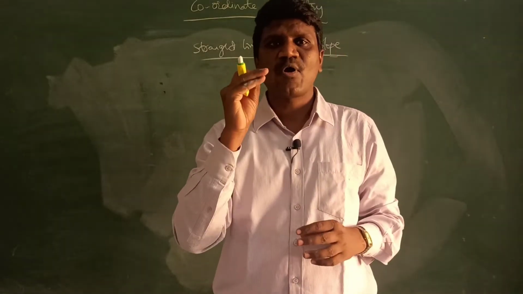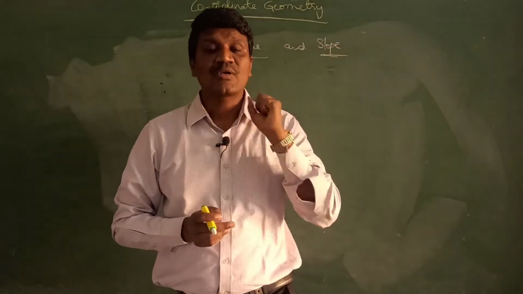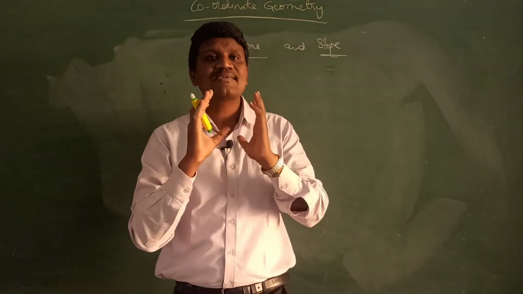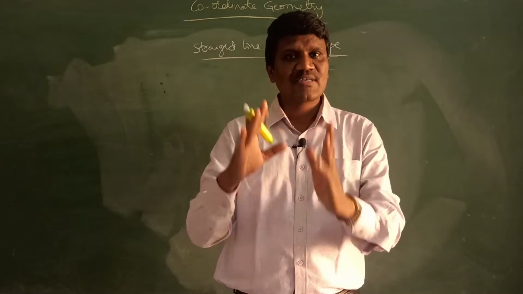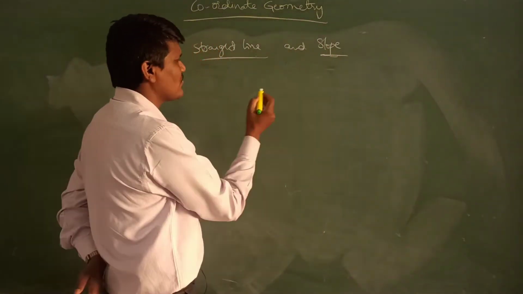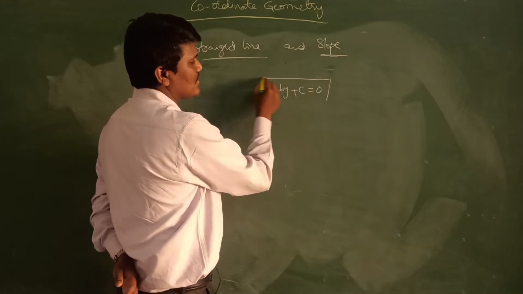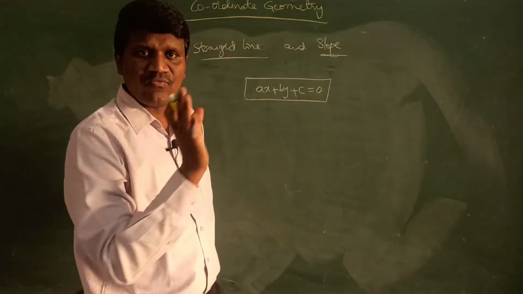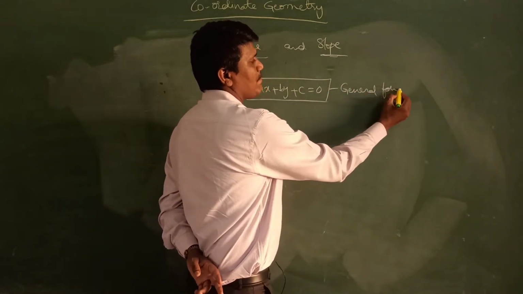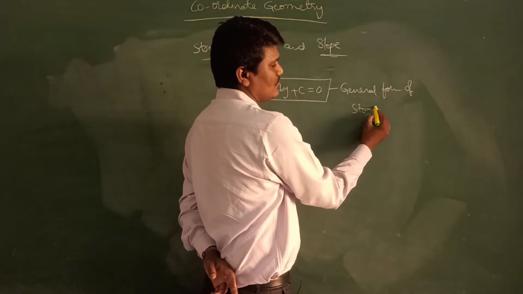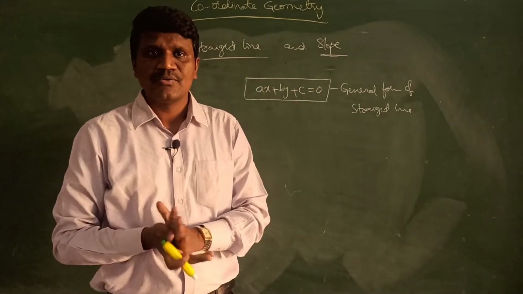Let us see the most important concept, straight line and slope. Okay students, as we know, what is the equation of a straight line? We studied it in the pair of linear equations chapter. Generally we take the equation of any straight line as ax plus by plus c is equal to 0. This is the general form of a straight line.